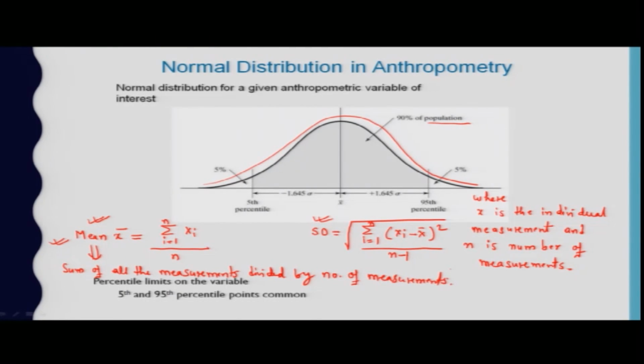And as far as the definition of standard deviation is concerned, standard deviation can be defined as the square root of the mean squared difference between, let us say, each score and the mean.